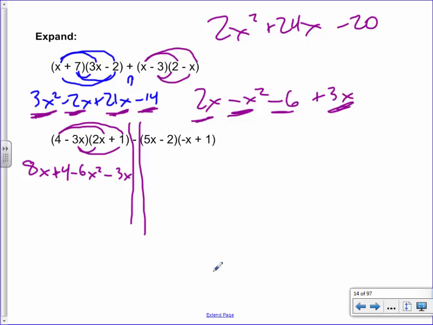Okay, for the next one, do the exact same thing. So 5x times negative x is negative 5x squared. 5x times 1 is 5x. That'll give you a plus 2x and a minus 2.